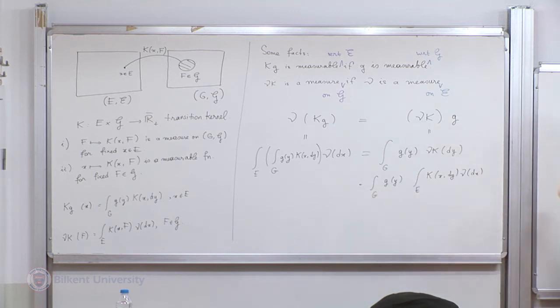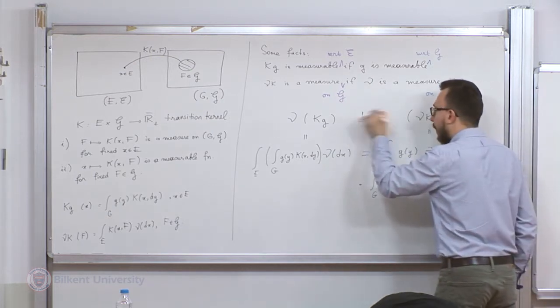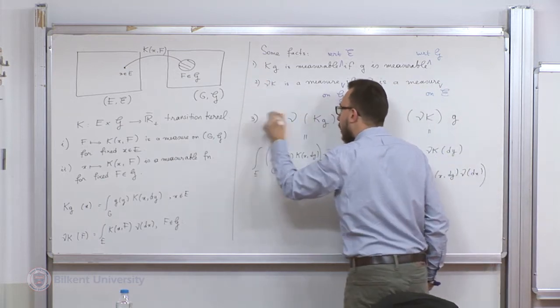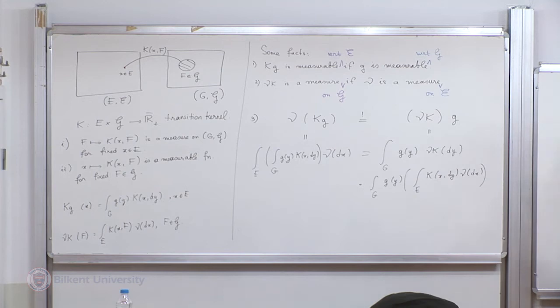Okay? So this is my measure part. And they give you the same answer. Okay? They give you the same answer. This is our claim. Okay? So 1, 2, 3. This was a theorem that we stated and proved last time.